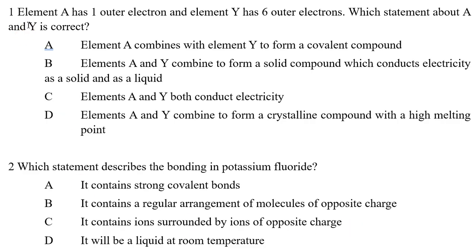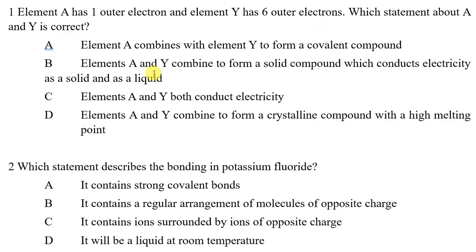Question 2. I'm given the information on element X, 1 outer electron. Element Y has 6 outer electrons. Which statement is correct? Take your time, pause the video. And my answer for this, if A has 1 outer electron, it tells me atoms of A have 1 electron to lose. They're actually in group 1, metal. Y has 6 outer electrons, 2 electrons to be gained. So my bonding will be ionic. Option A talks about a covalent compound.